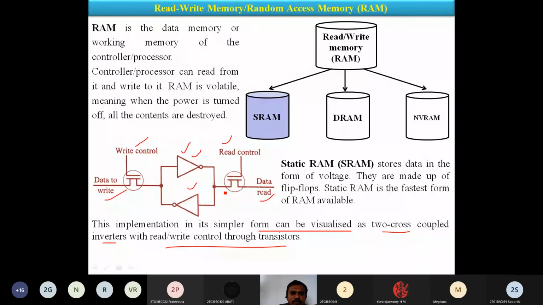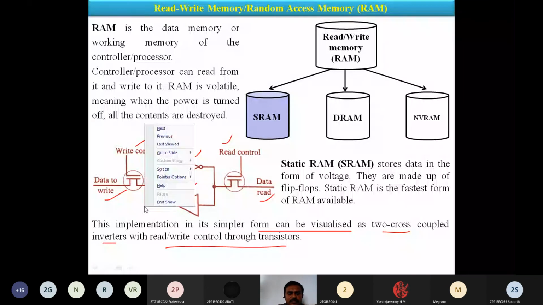You can have this diagram. If you carefully observe this diagram, let me remove all these things.